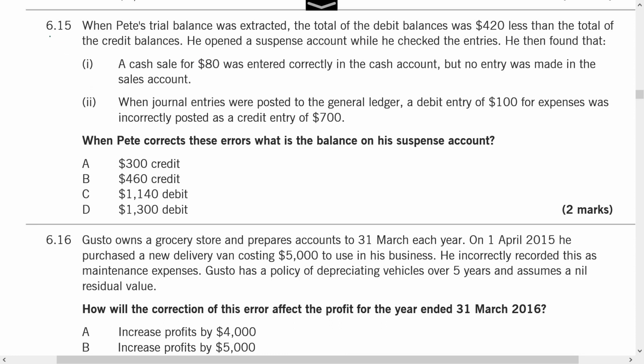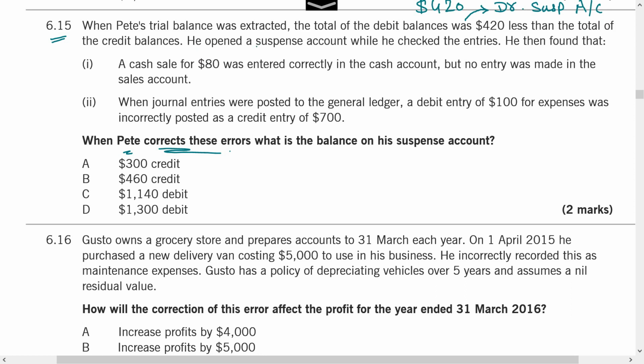Next we have question number 15. When P corrects the errors, what is the balance on his suspense account? When the trial balance was extracted, the total of debit balance was 420 less than the total of credit balance. That means if the credit balance is more than the debit balance, then there will be a debit balance on the suspense account. Okay, so that means we have a debit balance of 420 in our suspense account.